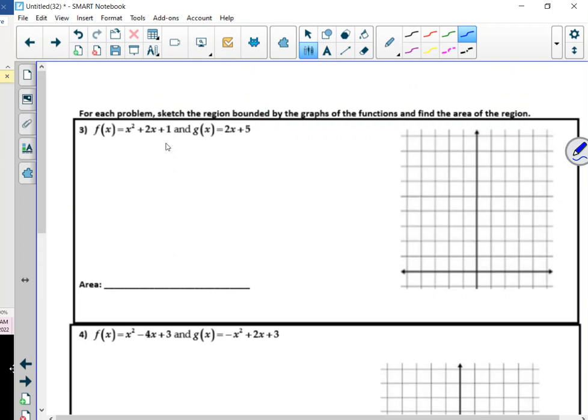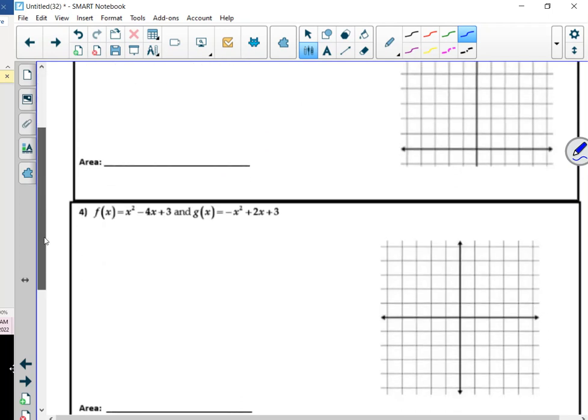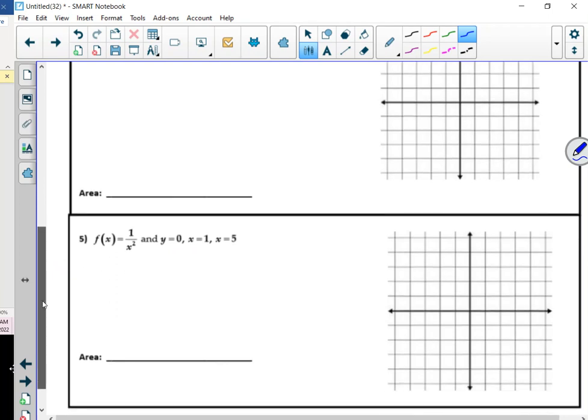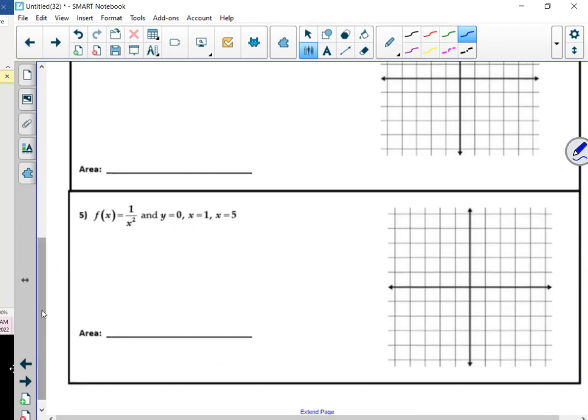Figure out, using whatever tool you need, who's on top here, top minus bottom, and it looks like for 3 and 4 you're also going to need the intersections to get the left and the right. Number 5, a little bit clearer. So you didn't even start with number 5. Number 5 is a little easier than 3 and 4. Okay. Y equals 0, that's easy. That's just the x-axis. So if I was going to graph it, it's kind of what that one looks like.